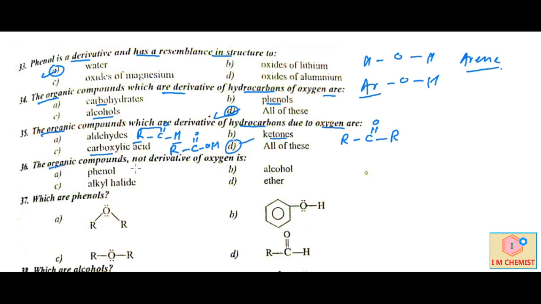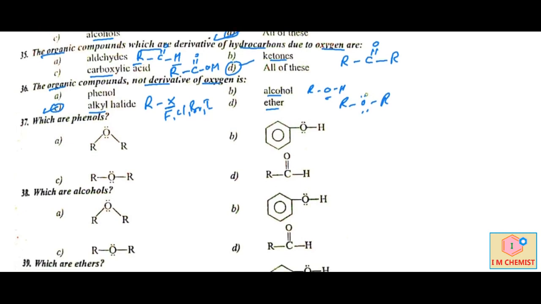MCQ number 36. The organic compound not a derivative of oxygen. In case of phenol, as we have already studied the structure, it contains oxygen. Alcohol again also contains oxygen, while in case of alkyl halide we have R that is attached with X, and X here represents halogens like fluorine, chlorine, bromine and iodine. Hence alkyl halide doesn't have an oxygen atom, so it is not a derivative of oxygen. So option number C would be the correct answer. And in case of ethers we have ROR. It also contains an oxygen atom, hence it is a derivative of oxygen.